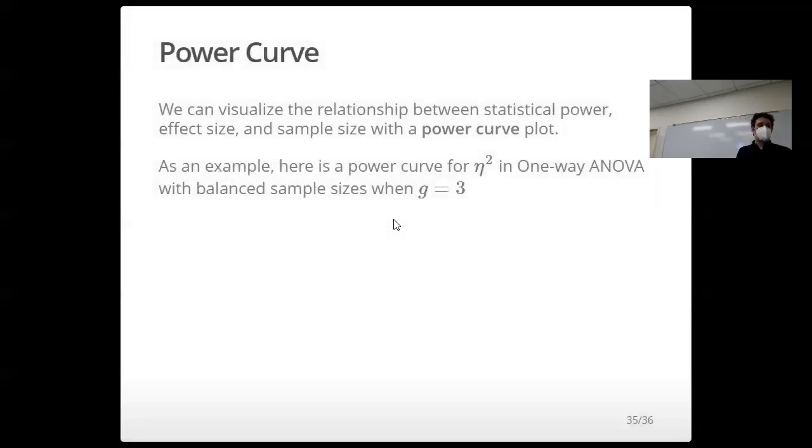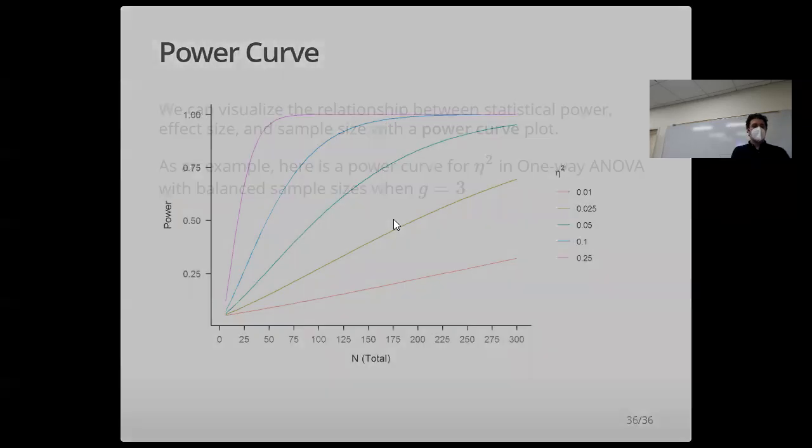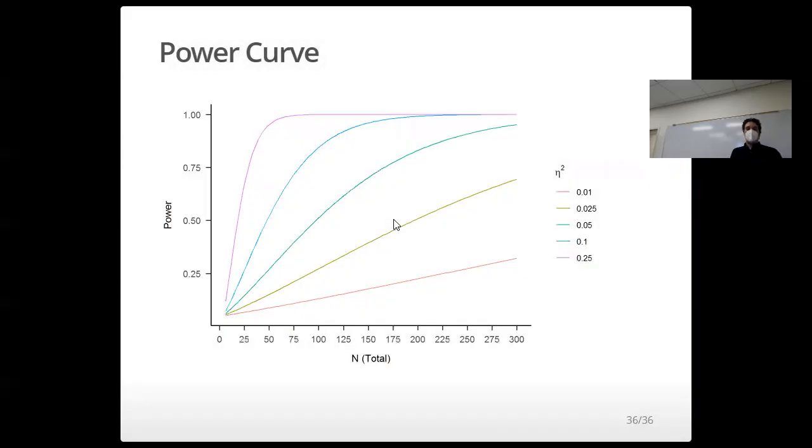So the last thing we could do is visualize the relationship between statistical power, effect size, and sample size with a plot. This is called a power curve. So here is a power curve for eta squared in one-way ANOVA. The one thing I'm holding constant here is the number of groups, G. I could vary that as well, but it's easier to see it this way. So here we have 3 groups.